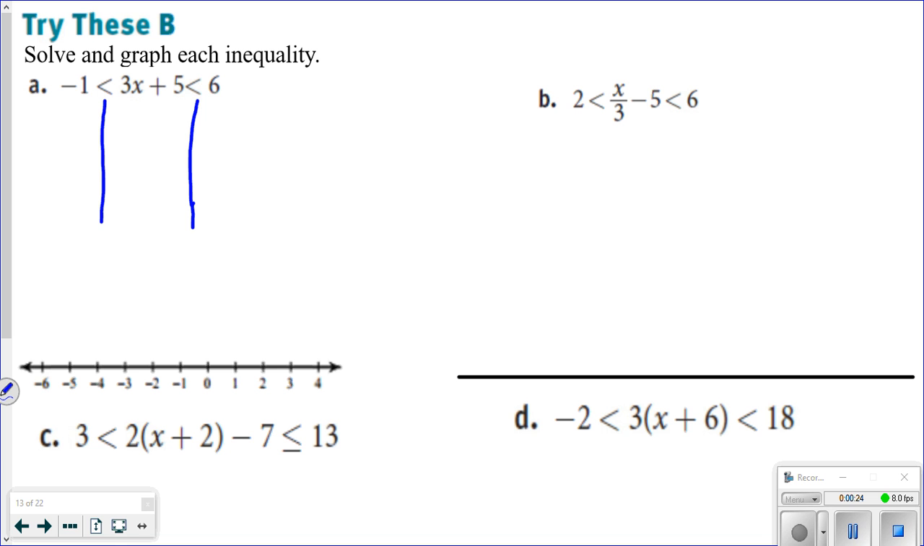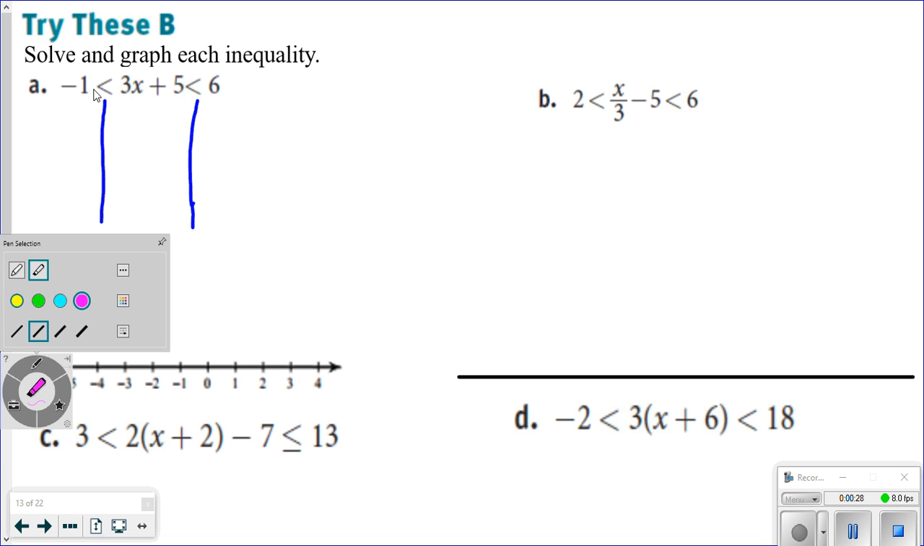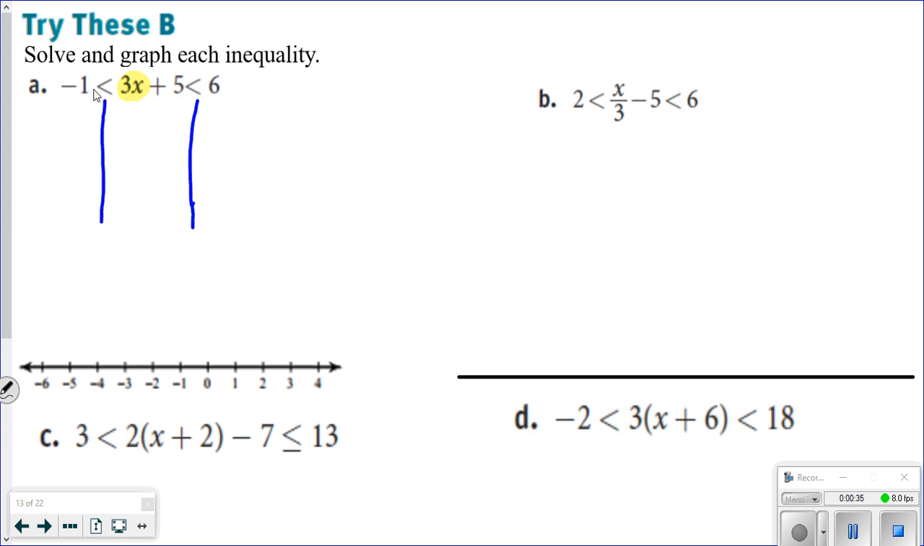And remember, we're going to work inside out, from the middle to the two outsides. Why? Because 3x is in the middle. Okay, so I want to get rid of, cancel out this 5, so I'm going to subtract 5. And you can type those into your calculator, or maybe you can do them in your head and write down what you get. -1 minus 5 is -6. 6 minus 5 is 1.